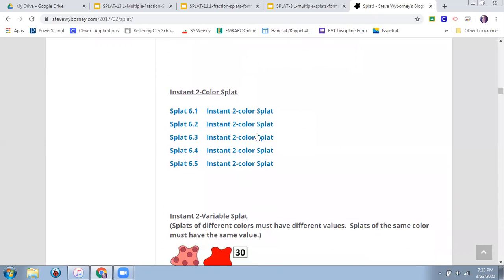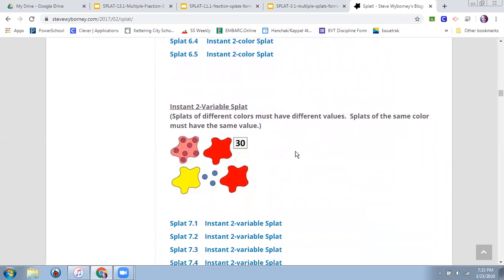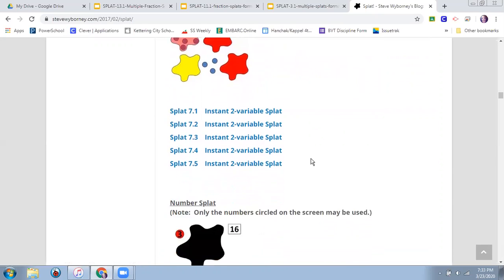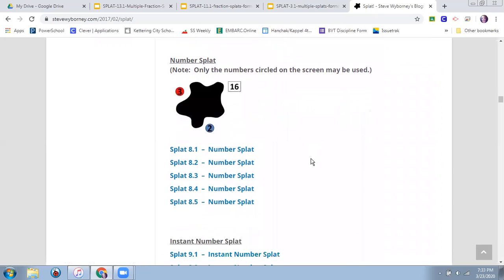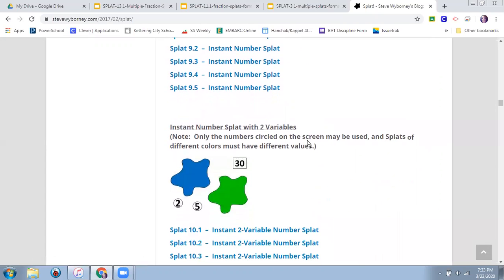There are 2 instant ones, so you figure out what the whole is. Here, different variables, so it shows you what the red is. Underneath the reds, you have to figure out what would the yellow be if the whole is 30. Some of these are really tough thinking. Sometimes the Splats, instead of each one being worth 1, those numbers are worth the value that it has on there. Those are super fun too.